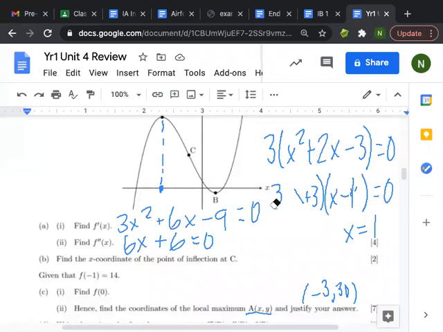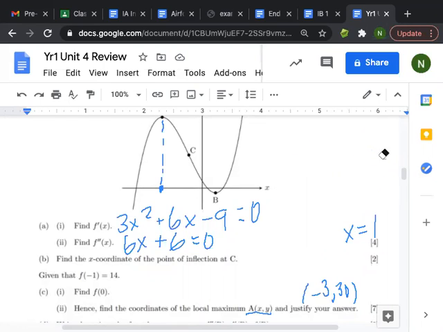I know that B has the x value of x equals 1. What can you tell me about f? Yeah, you don't even need it. So what can you tell me about f of B? Is it positive, negative, or 0? Negative. Okay, so f of B is negative.